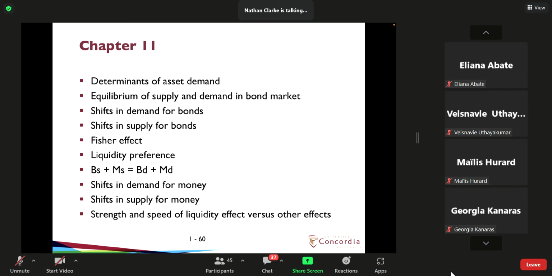Then the last thing would be the strength and speed of the liquidity effect versus other effects. So I think there's a pretty high likelihood that you get a multiple choice question on that. But overall, for chapter 11, you're not going to get a long answer question on this.